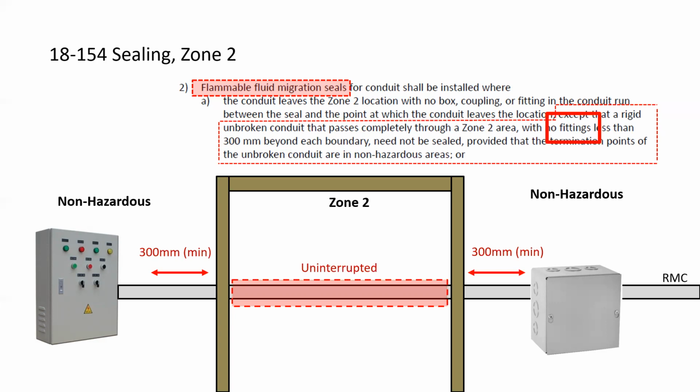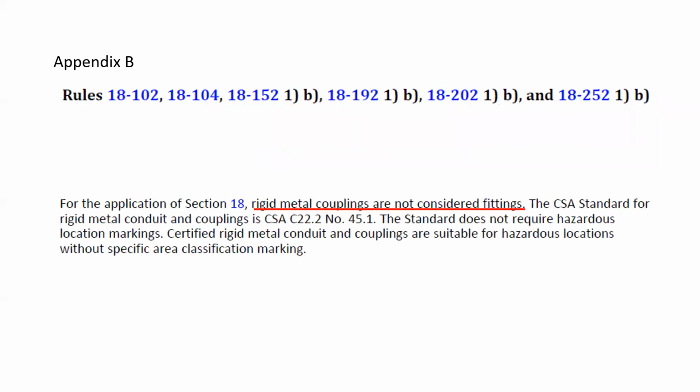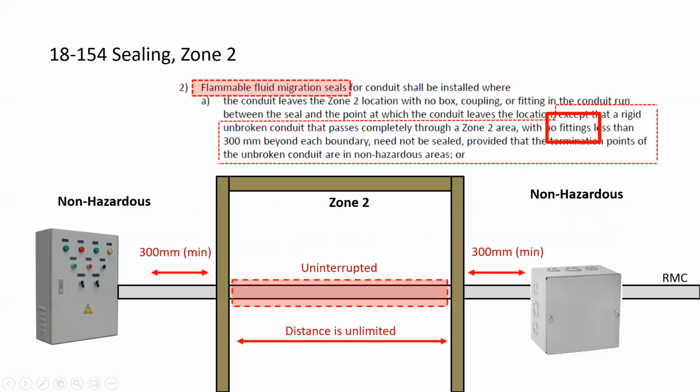If we go to Appendix B, it'll tell us a little bit of information to help clarify if we can put couplings in this conduit. So it states here, this is the long rule Appendix B citation. For the application of Section 18, rigid metal couplings are not considered fittings. The CSA standard for rigid metal conduit couplings does not require HAZLOC markings. So to answer our question, for uninterrupted conduit, distance is unlimited because you can have couplings in the conduit. So you can have like 5 sections of conduit.